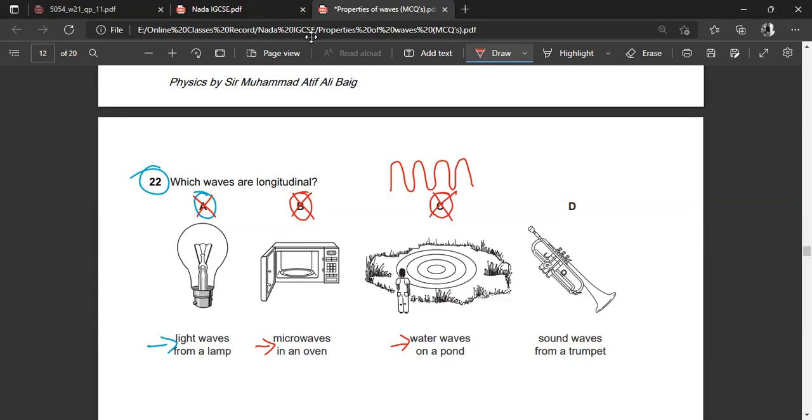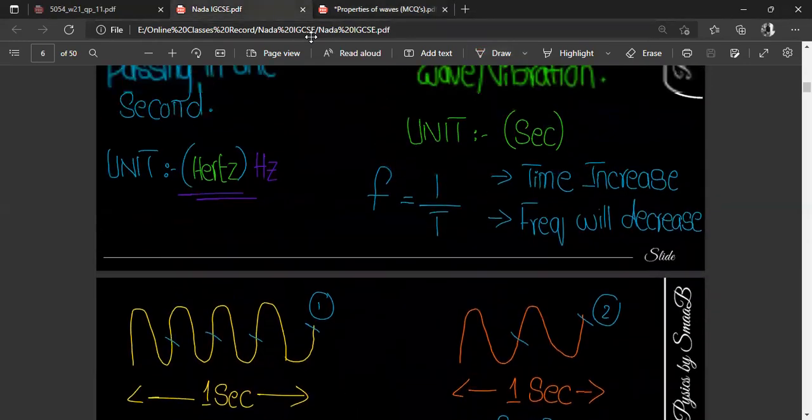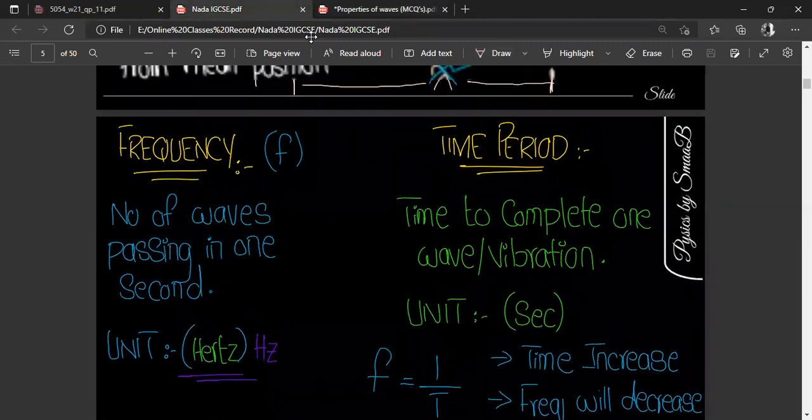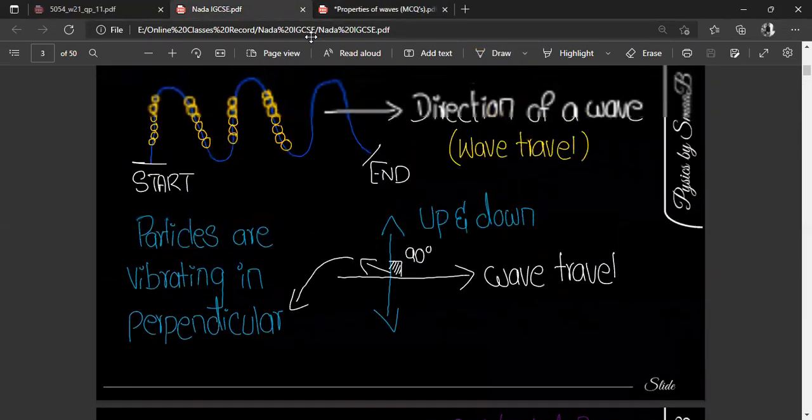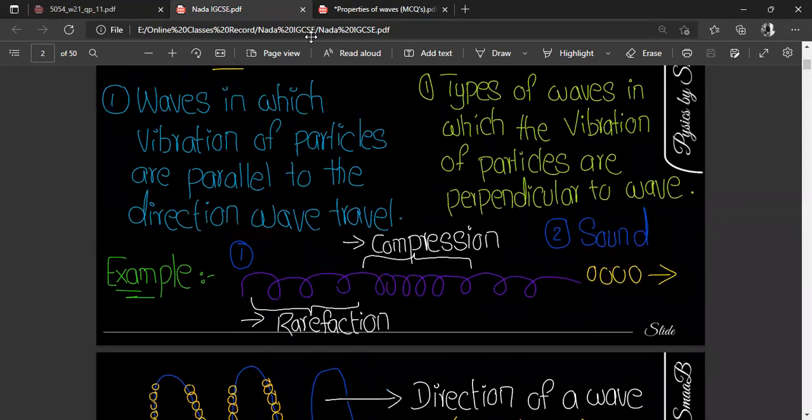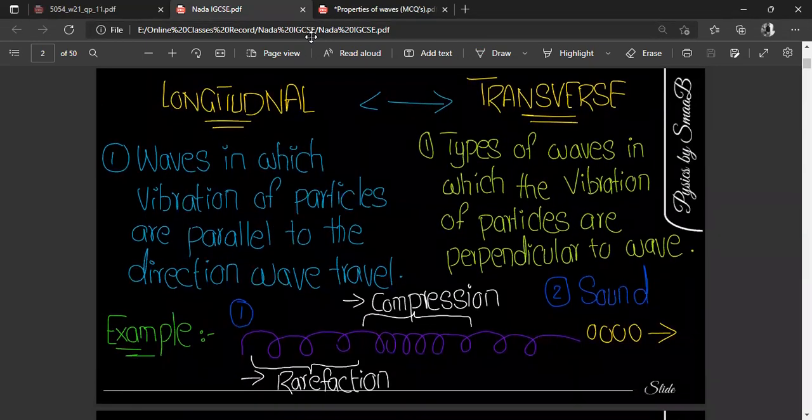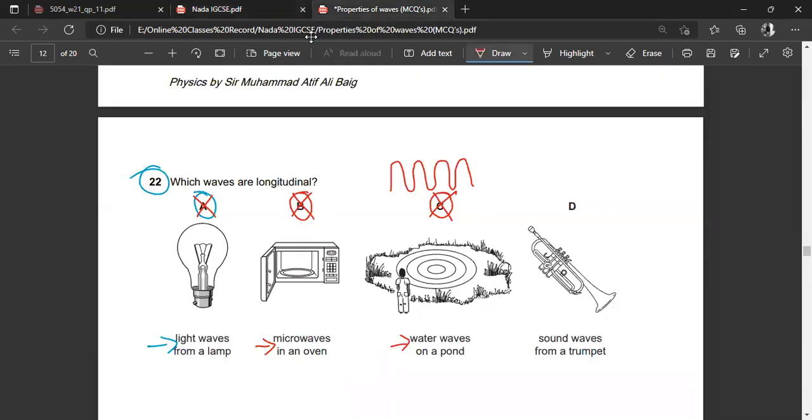So the only option remaining is sound waves from a trumpet. As we previously discussed in our topic, echoing and sound waves are longitudinal in nature, right? So option D is the right answer.